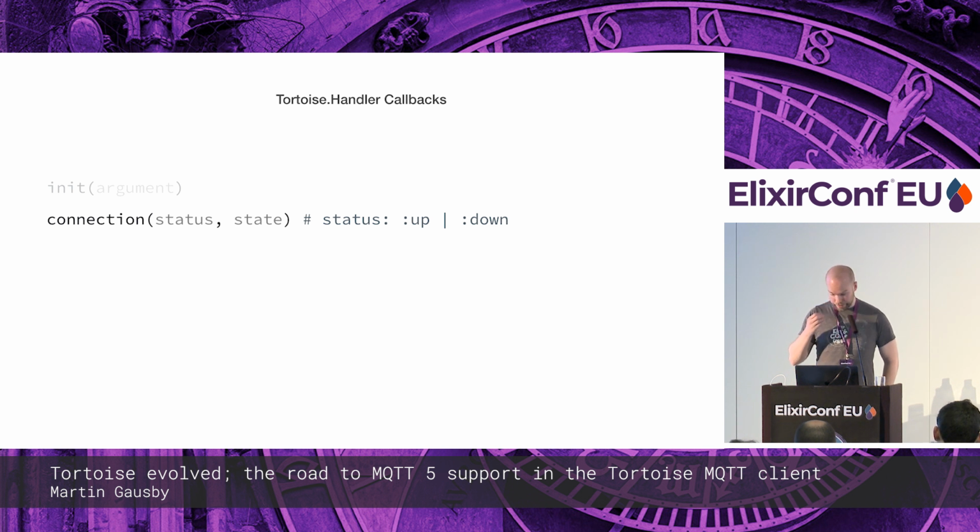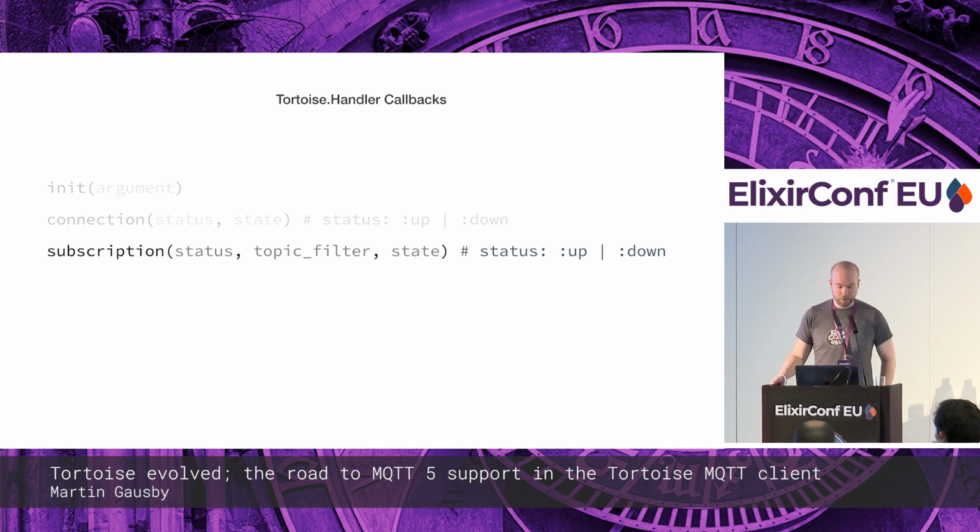And the status is up or down. And you can use that for your Nerves device, where you can flash a green LED when we are online, and a red one when the broker is offline.